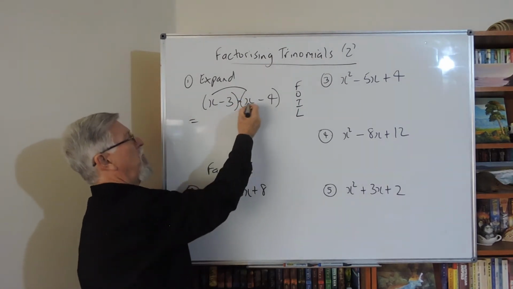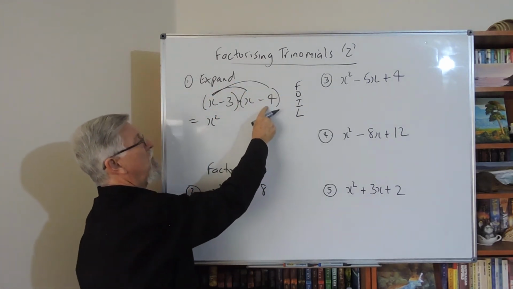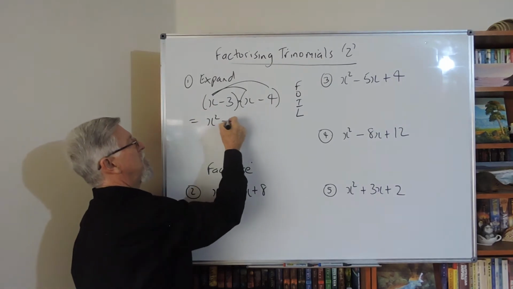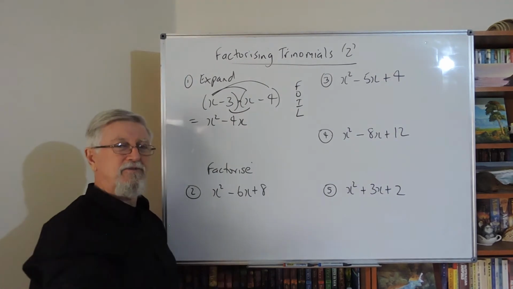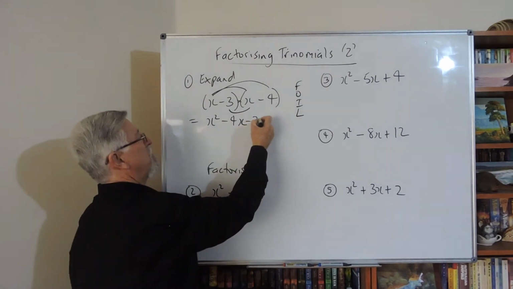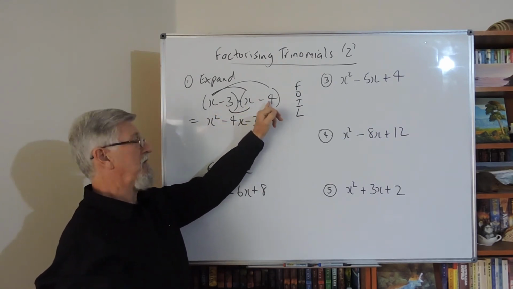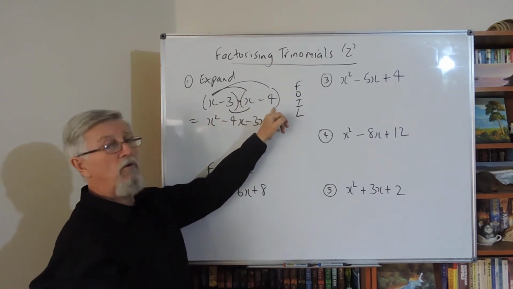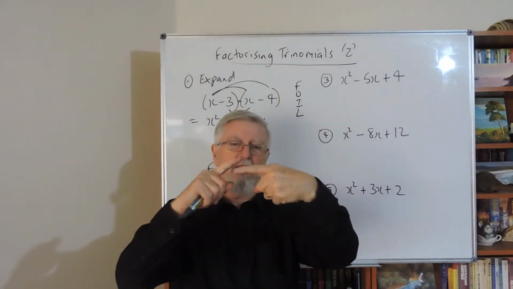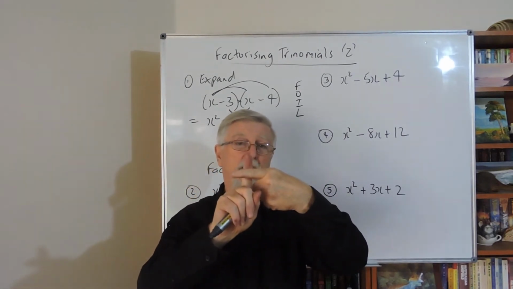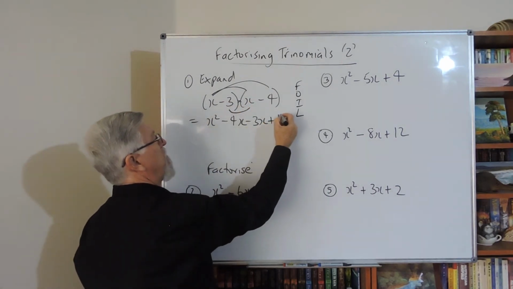X multiplied by x is x squared. X multiplied by minus 4, so that's minus 4x. This one is minus 3 multiplied by x. That's an upside down eyebrow, so that's minus 3x. Now the big one. A negative 3 times a negative 4. Two negatives make a positive. You always get that problem, two negatives make a positive when you're multiplying. So watch out for the trap: the two negatives make a positive, and 3 fours are 12.